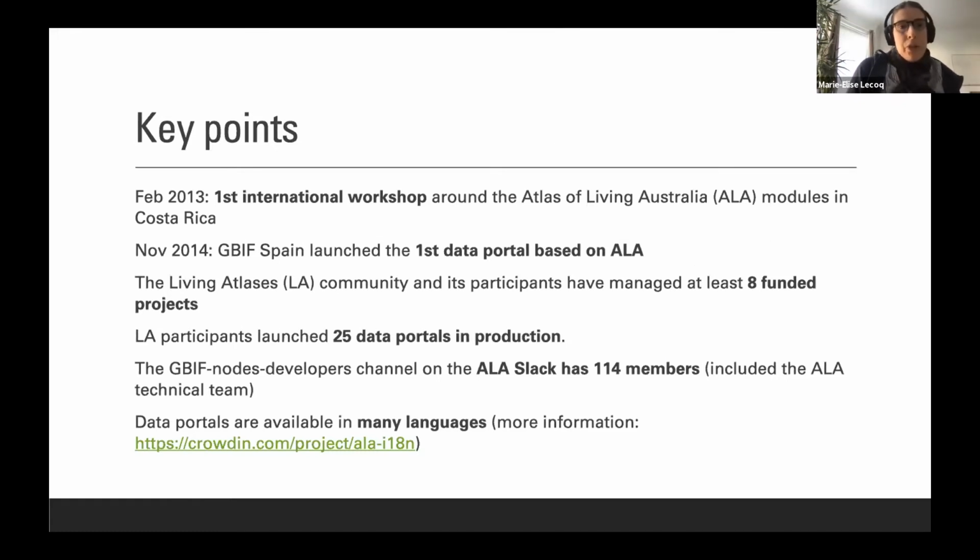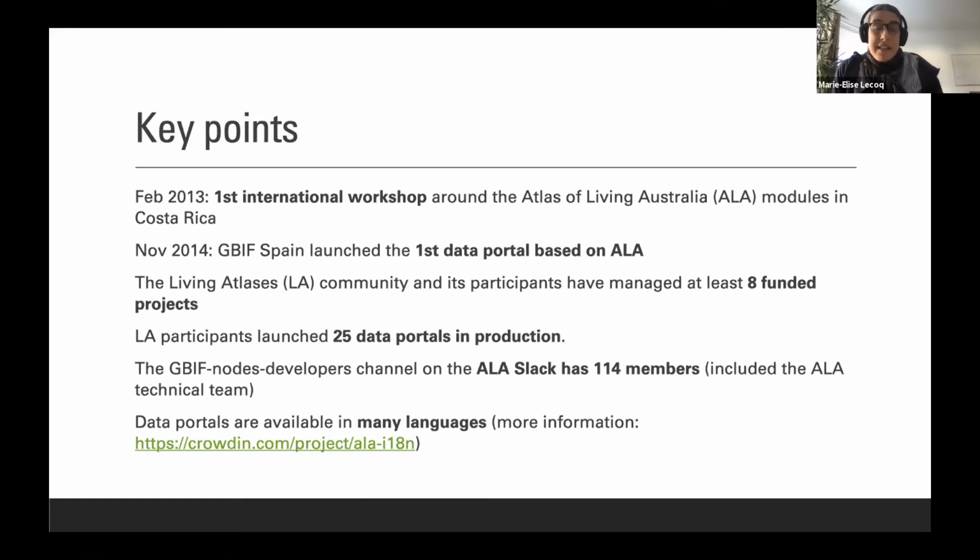In November 2014, GBIF Spain launched the first data portal based on ALA. Since this date, around 25 data portals in production have been launched, we organized around 10 technical workshops, and we managed at least 8 funding projects.